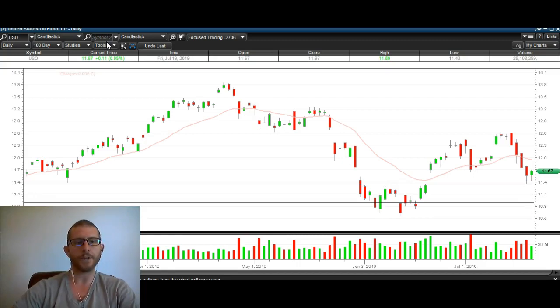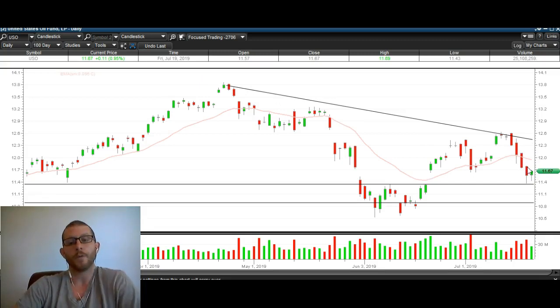I think eventually we're going to break over this little resistance trend line right there. Eventually. Now, whether we get this bounce right now, or whether we come down a little bit lower and tag this gap fill and tag that longer term trend line that I showed you, kind of remains to be seen.